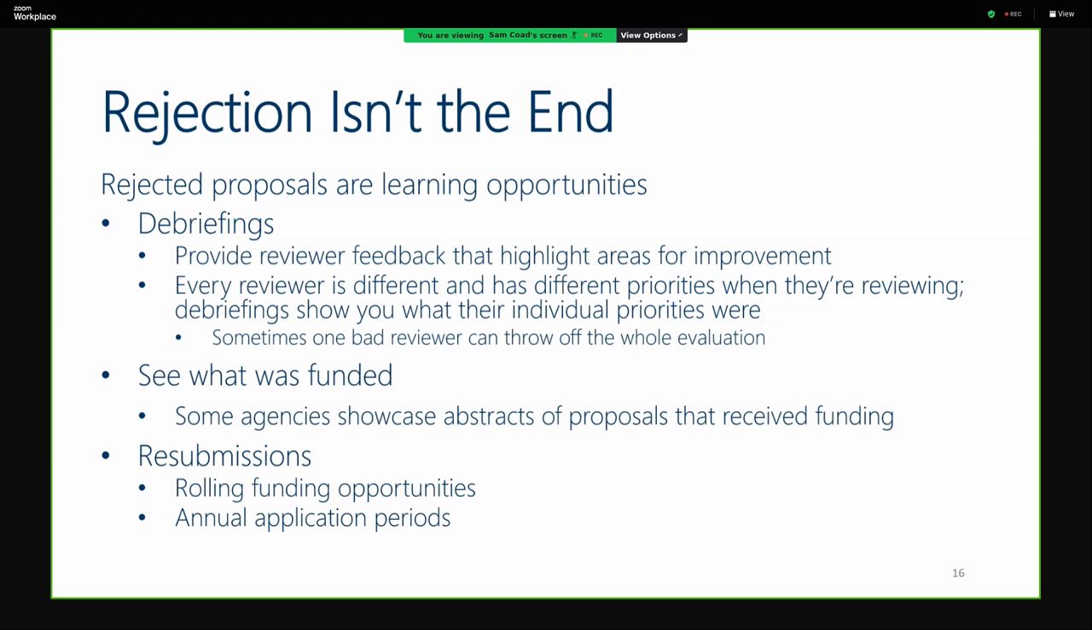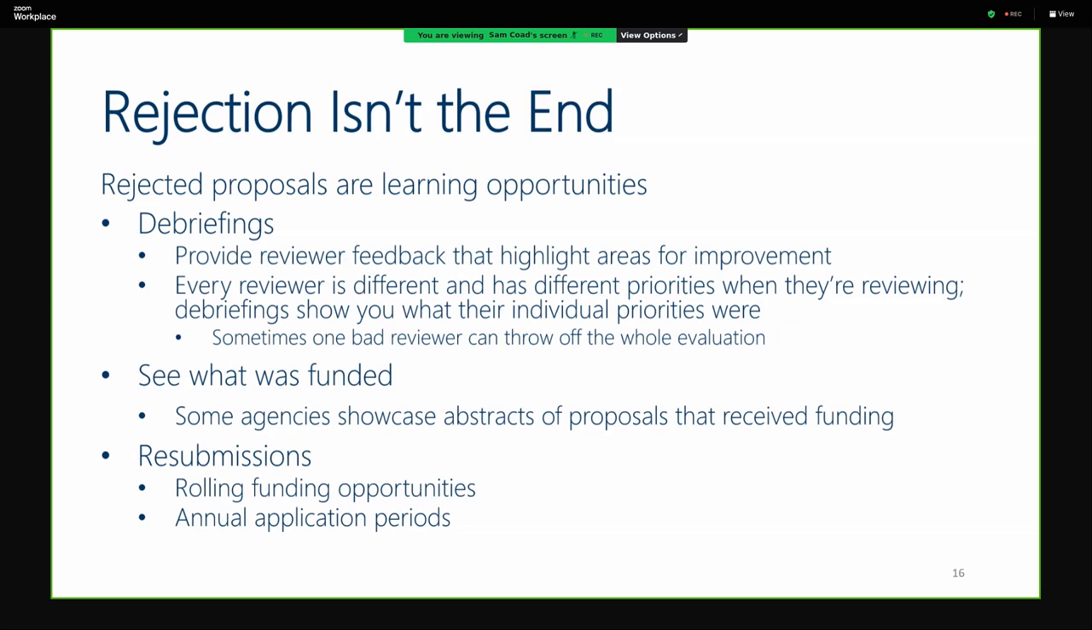And then also, if your proposal is rejected, following up to see what they did fund can help you with future proposals as well. If you intend on applying for the same opportunity, if it's on a rolling basis, seeing what that money was actually put towards and what they were interested in funding can help you make adjustments to your own project in the future. Or it can point out that that solicitation wasn't the right one. Like I said, some of the agencies will showcase the abstracts of proposals that receive funding, so that can give you a lot more information too.